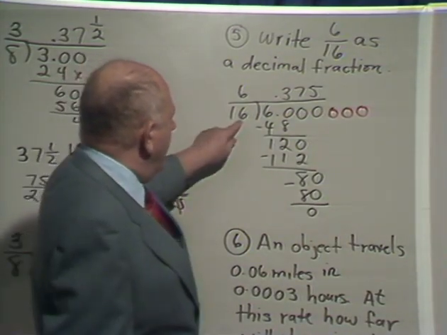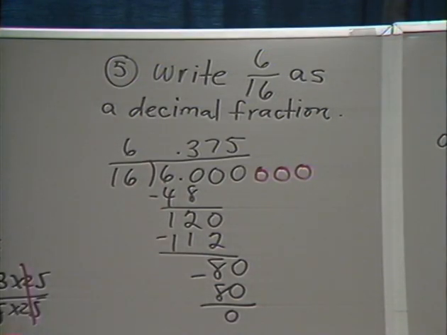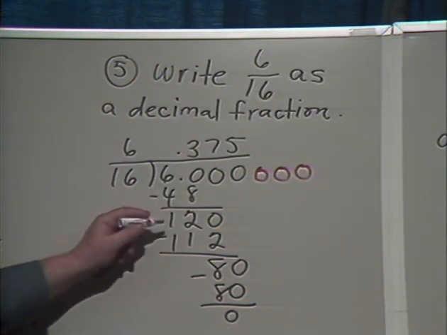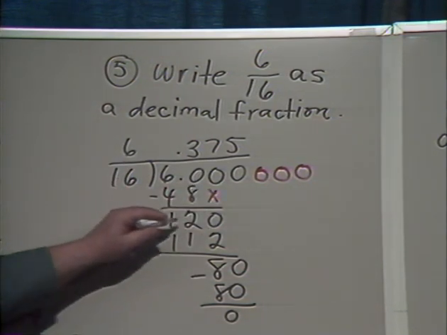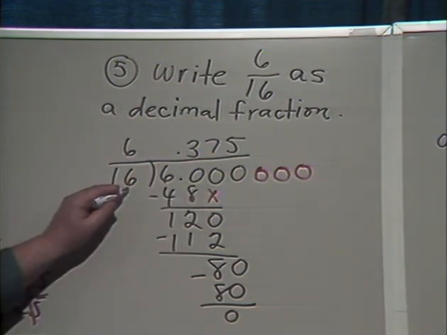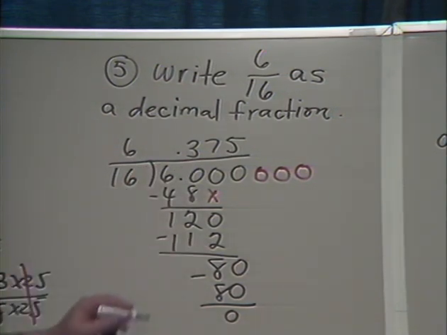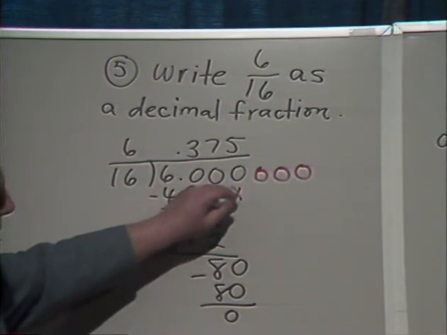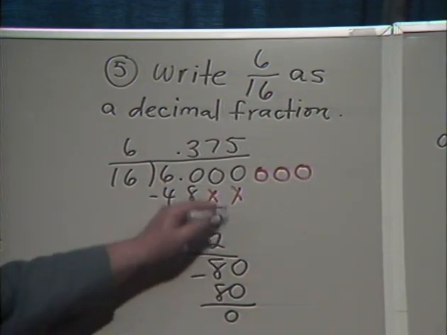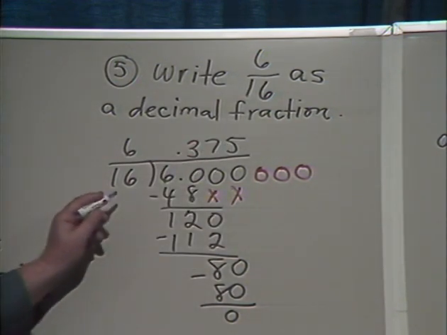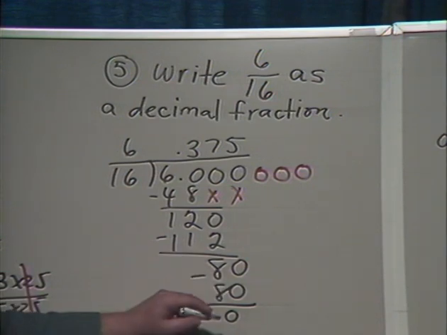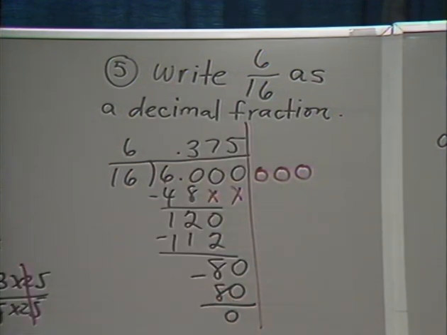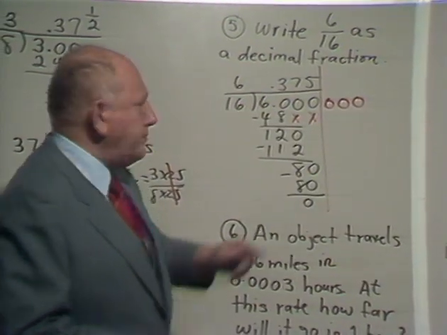So look what happens over here. 16 goes into 60 3 times. 3 times 16 is 48. 48 from 60 is 12. Bring down the 0. 16 goes into 120 7 times. 7 times 16 is 112. I subtract, I get an 8. Bring down the next 0. 16 goes into 80 5 times. 5 times 16 is 80. 80 from 80 is 0. I can stop the problem right here. And what answer did I get?